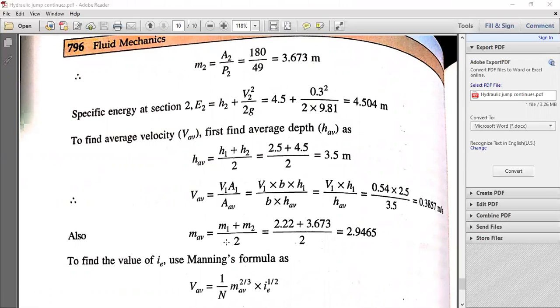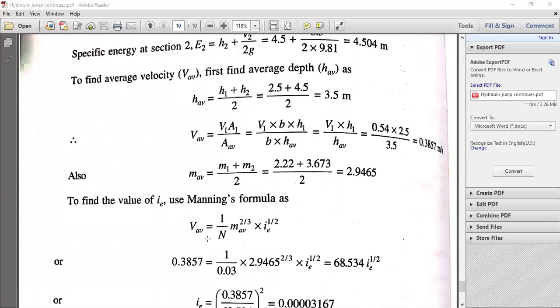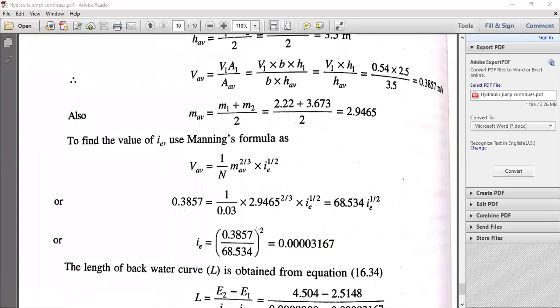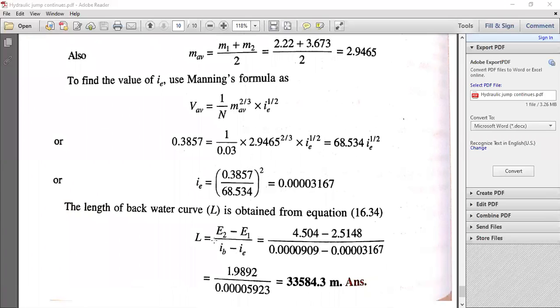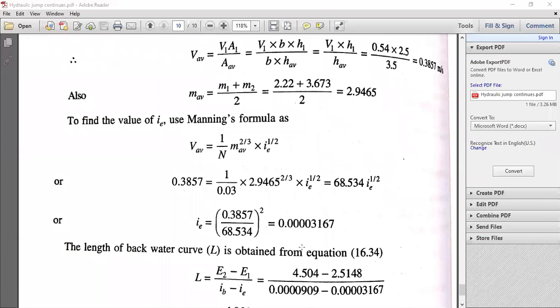So the average hydraulic mean depth is 2.94. Taking all the averages and substituting in Manning's formula, we find the value of the energy slope IE, which is 0.0003167. The length formula is E2 minus E1 by IB minus IE. We have already found E2, E1, IB and IE. Substituting those values will give this length. So this is the length over which the backwater curve takes place. So this is about the backwater and afflux. Thank you guys.